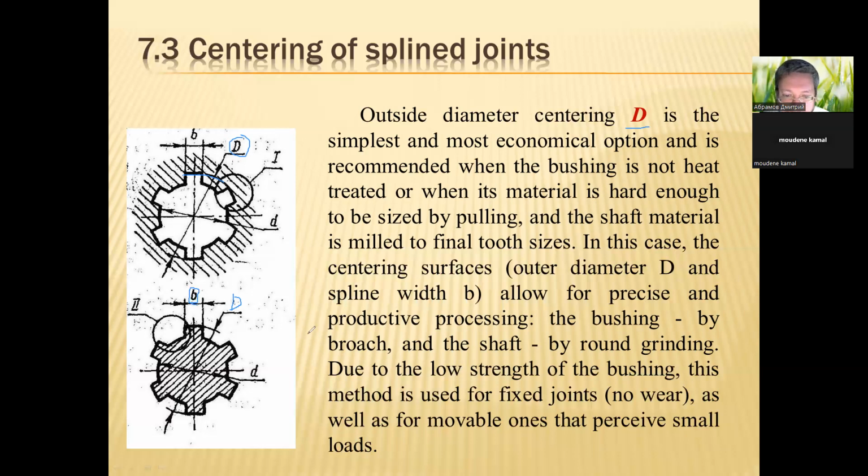This allows for precise and productive processing, the bushing by broach and the shaft by round grinding. Due to the low strength of the bushing, this method is used for fixed joints, no wear, no clearance, as well as for movable ones that perceive small loads.